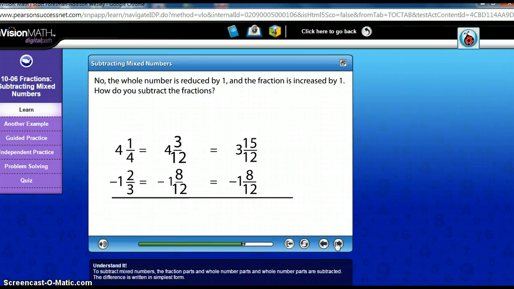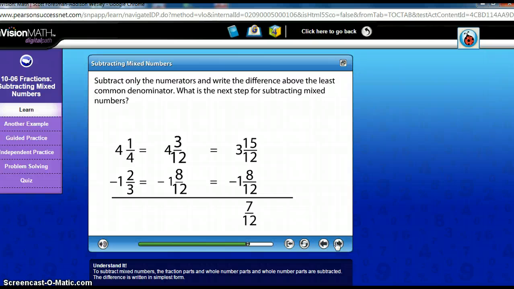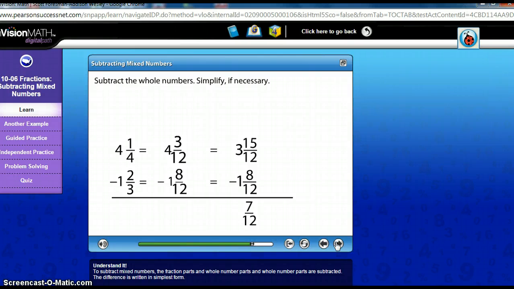How do you subtract the fractions? Subtract only the numerators and write the difference above the least common denominator. What is the next step for subtracting mixed numbers? Subtract the whole numbers. Simplify if necessary.